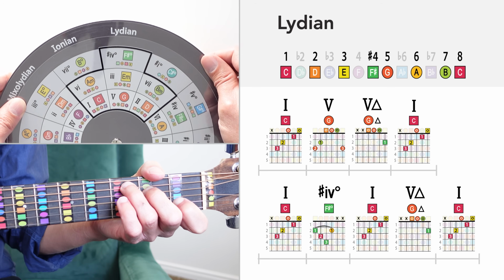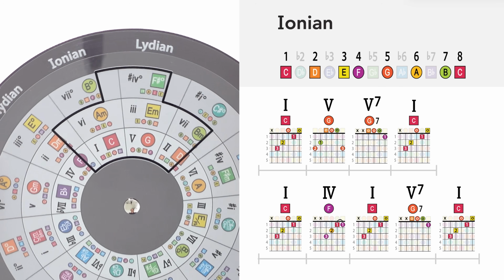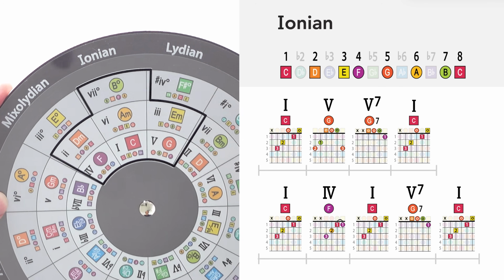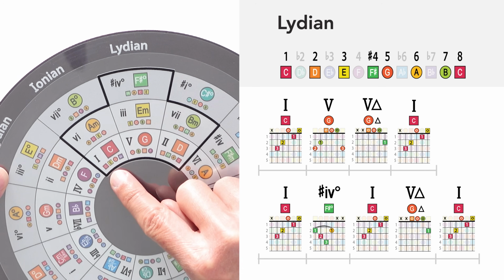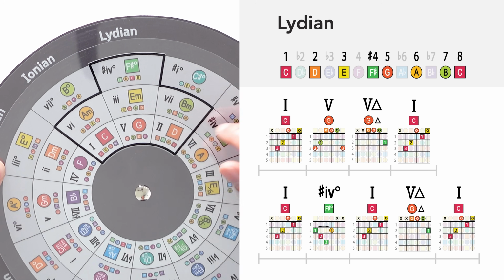On the chord map, we're still playing chords 1, 4, and 5 in Lydian, but instead of the standard major 1, major 4, and major 5 in Ionian, the Lydian mode has a major 1, sharp diminished 4, and major 5. So the tune comes out a little different.